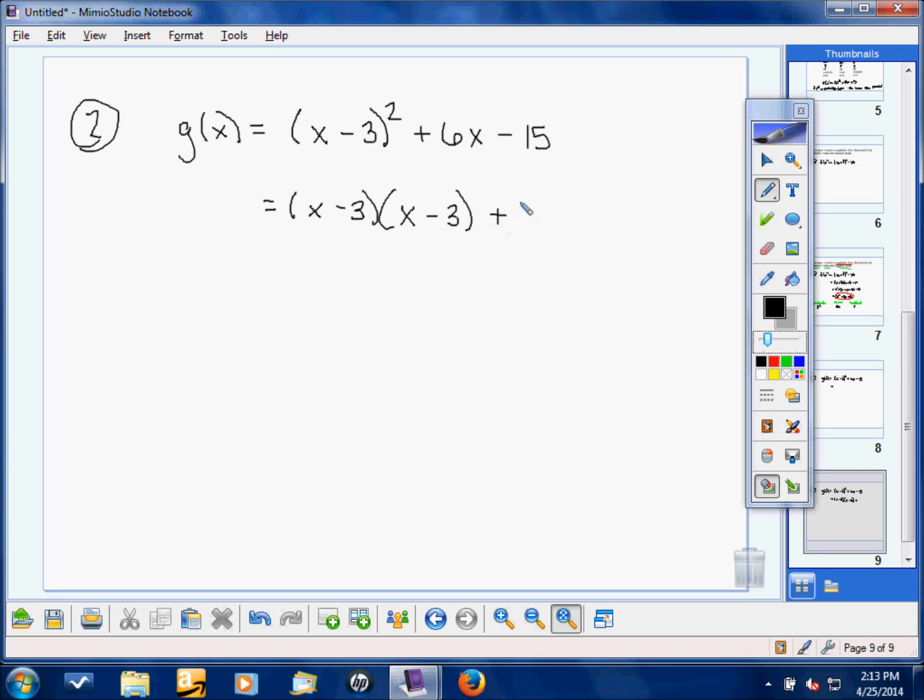It'll be minus 6x. So you're getting close, Preston, to being able to do that as a pattern. So first terms are x squared. Outers are minus 3x. Then another minus 3x. What's the last term? Plus 9. We still have our plus 6x minus 15.